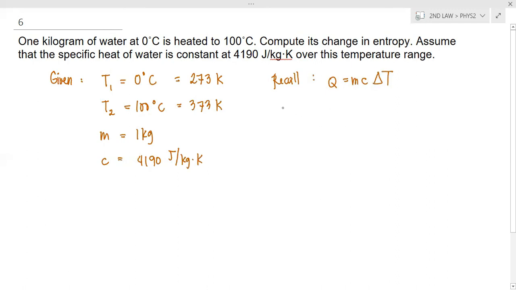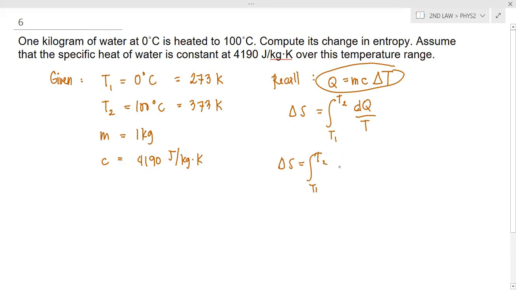And then the formula for our change in entropy could go like this. If we have two temperatures, we will use this formula for entropy, the integral of dQ over T. So this is integration. I will substitute Q with this. So our delta S becomes the integral from T1 to T2 of MC dT over T. The delta became the letter D.